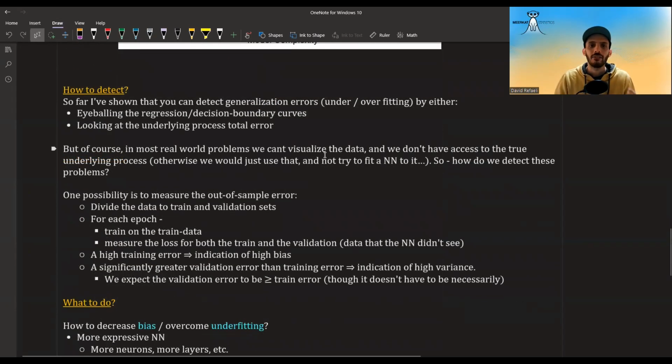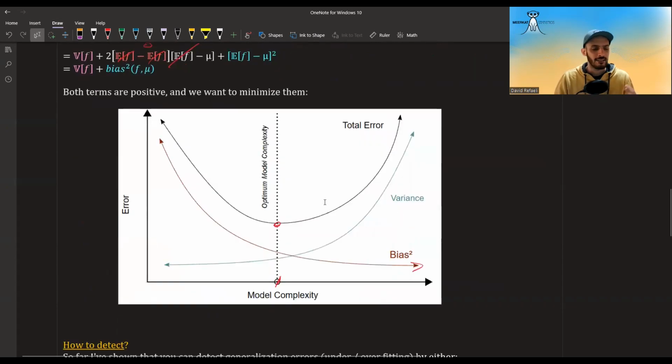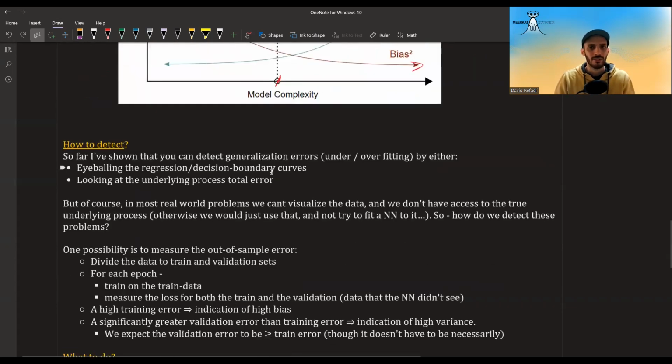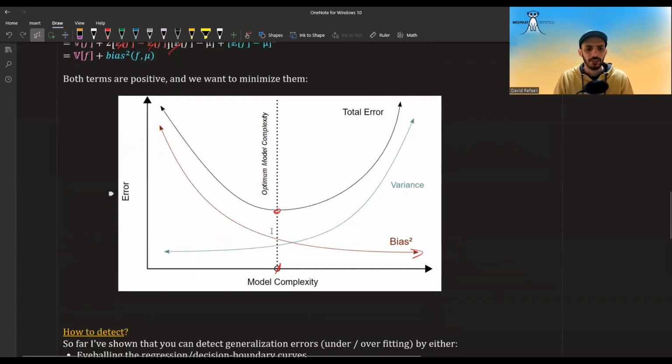Now, how do you detect that you have generalization errors? So I've shown you 2 methods, but they're both not applicable in real-world situations. The first one was eyeballing the regression curve, or you can also eyeball the decision boundary in case of classification. And I showed you, okay, this looks too complicated, this looks too simple, this looks just right. You can't usually visualize in real-world problems because the models are too complex in high dimension. It doesn't work. The second thing I've shown was, let's look at the bias and variance, compute the total generalization error and find the optimal point.